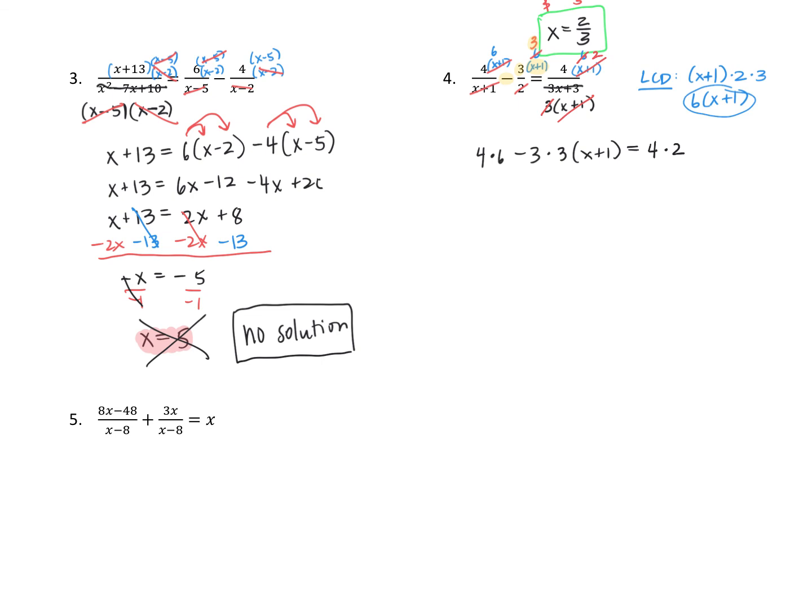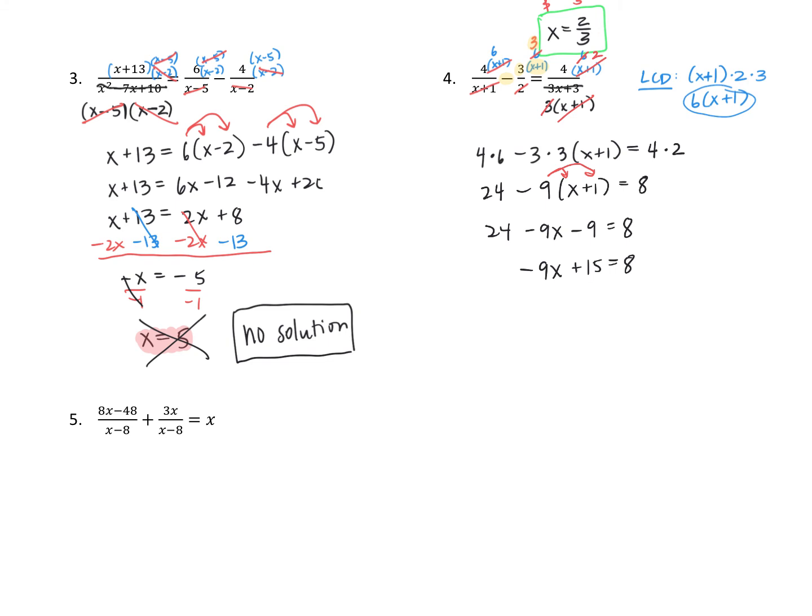And now I just want to solve this resulting equation. So I can do the multiplication. 4 times 6 is 24, minus 3 times 3 is 9, equals 8. I'm going to distribute my negative 9. So 24 minus 9x minus 9 is equal to 8. Combine like terms on the left, so 24 minus 9, so I'll have negative 9x plus 15 is equal to 8.